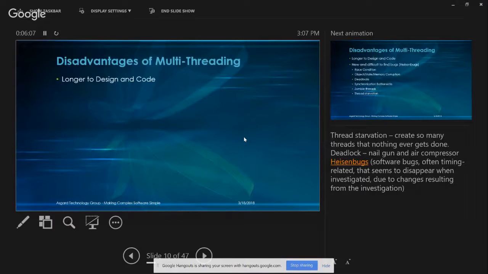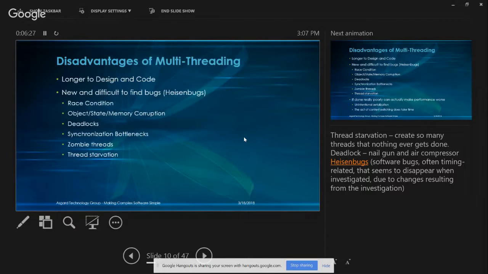Disadvantages. What exactly did you say it was? It was horrible problems or something? I just said it was scary. Scary, right? So you have to put in some time and effort to design and code. And once again, if you don't need multi-threading, then you don't need to put in this effort, but it's there.